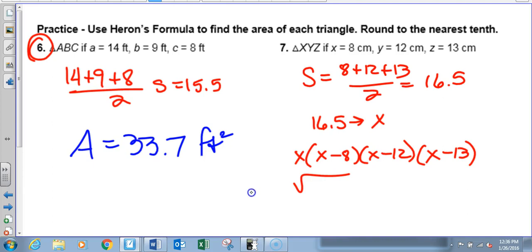Okay, I got 2208 here. Anybody else? Before I square rooted? And then after I square rooted, I got basically 47. And that is, what's the label? Square centimeters. Okay. Everybody all right? You get the store thing? It's just to help with that crazy formula.